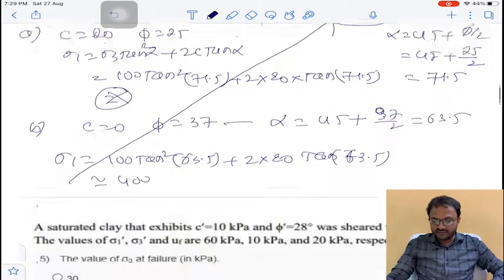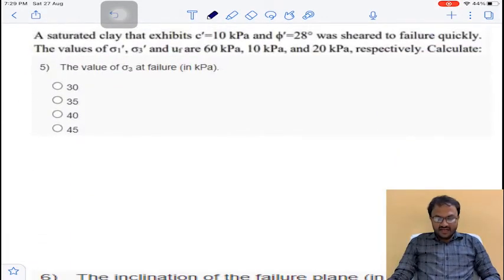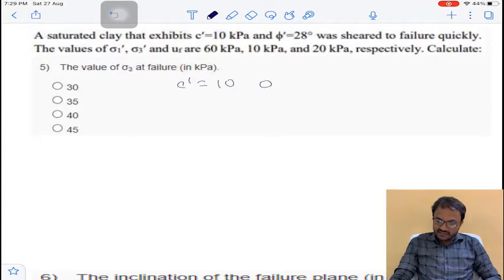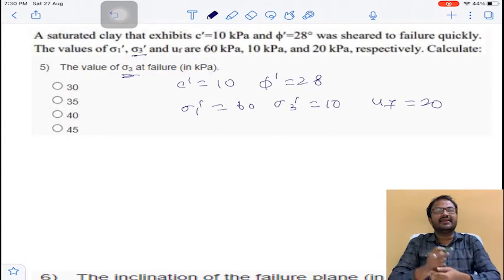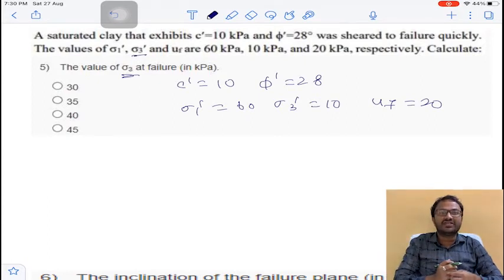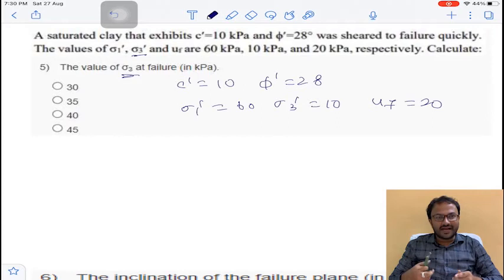Coming to question number 5. A saturated clay that exhibits c dash is equal to 10 and phi dash is equal to 28 was sheared to failure quickly. The values of sigma 1 dash is equal to 60, sigma 3 dash is equal to 10 and uf is equal to 20. Calculate the value of sigma 3 at failure. He has given sigma 3 dash, that is, he has given the stress values in terms of effective stress. We need to calculate the total.